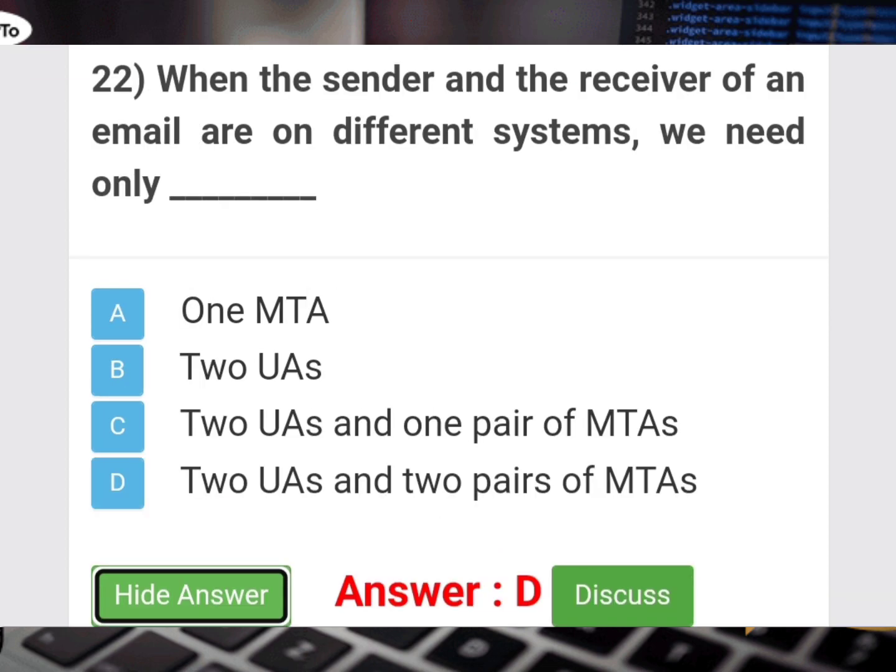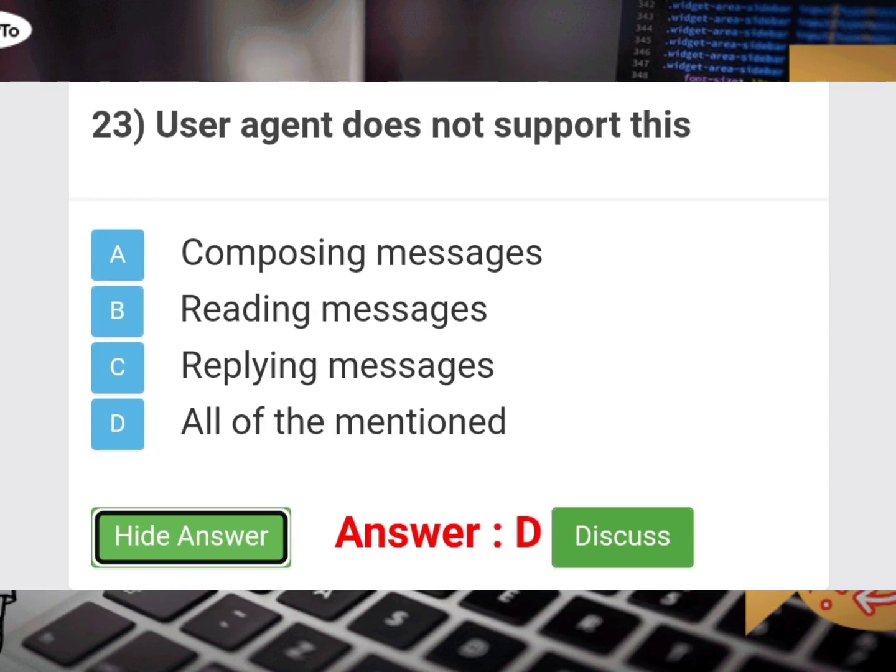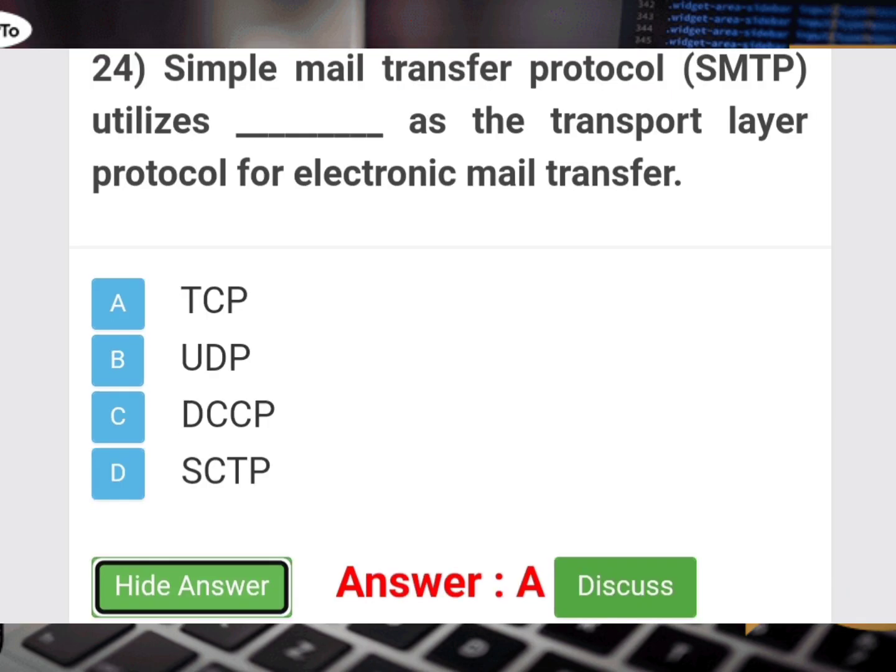When the sender and the receiver of an email are on different systems, we need only dash, answer D, 2 UAs and 2 pairs of MTAs. User agent does not support this. Answer D, all of the mentioned. SMTP utilizes dash as a transport layer protocol for electronic mail transfer. Answer A, TCP.